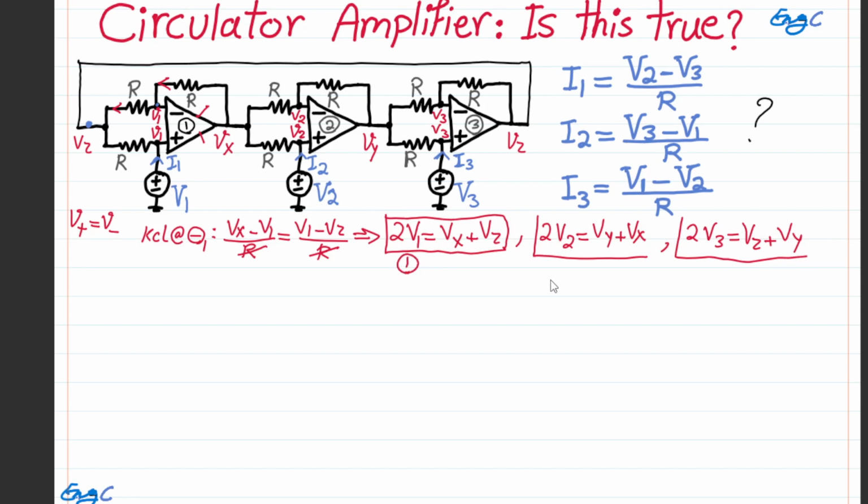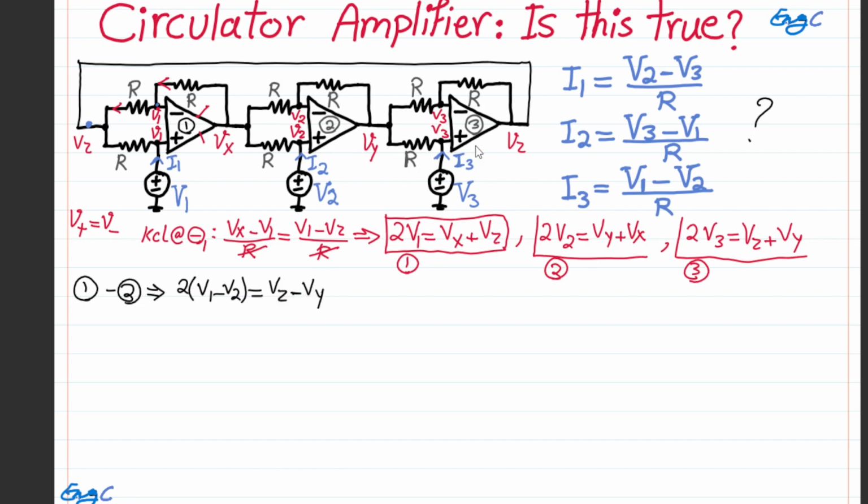So let me refer to these as equation 1, equation 2, and equation 3. And I'm going to use a different color. Now, let me write 1 minus 2. If I do 1 minus 2, what I get is 2V1 minus 2V2, so it's going to be 2 times V1 minus V2 equal to Vx plus Vz minus Vy minus Vx. So I'm going to get Vz minus Vy.